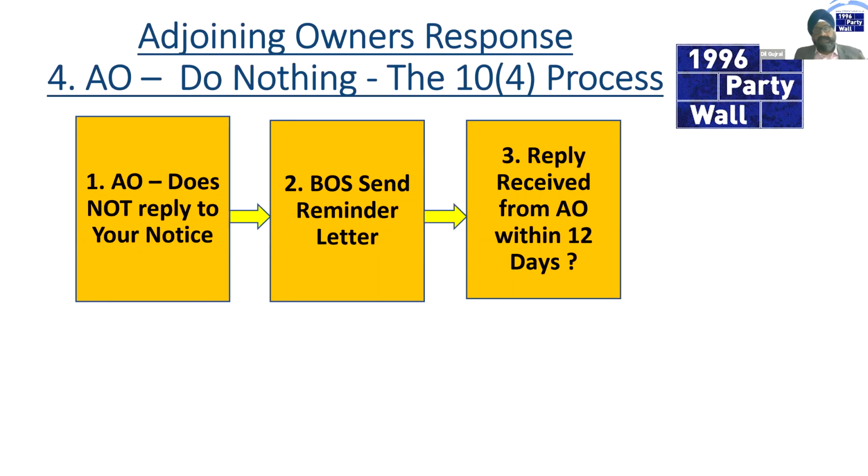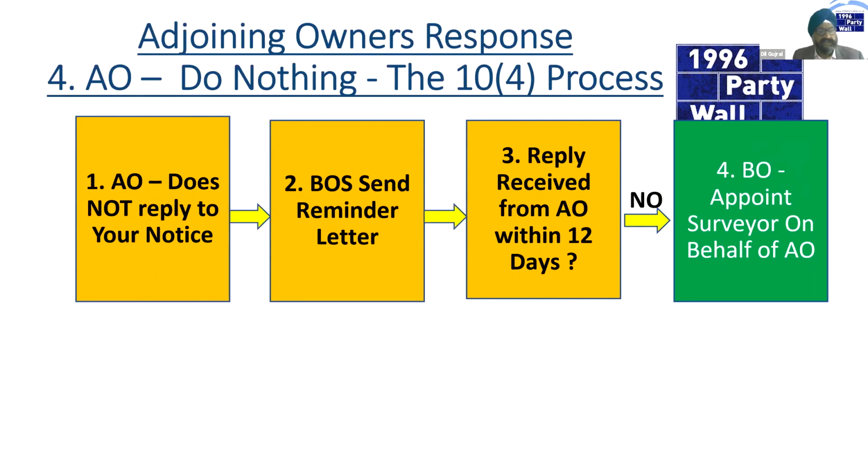So the letter is sent, the adjoining owner has 12 days to respond, and depending on what happens next, if there's no response from the adjoining owner, the building owner should appoint a surveyor on behalf of the adjoining owner. This has two purposes. It can't be the same surveyor as the building owner under a 10(4) appointment. And as a building owner, it's important you do this. We just had a really interesting situation occur on this, because once a surveyor is appointed, they can't be unappointed.